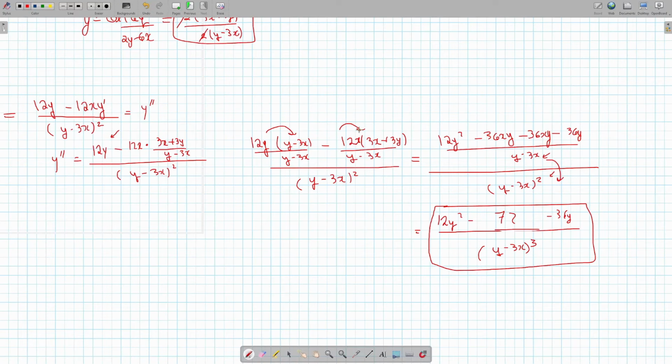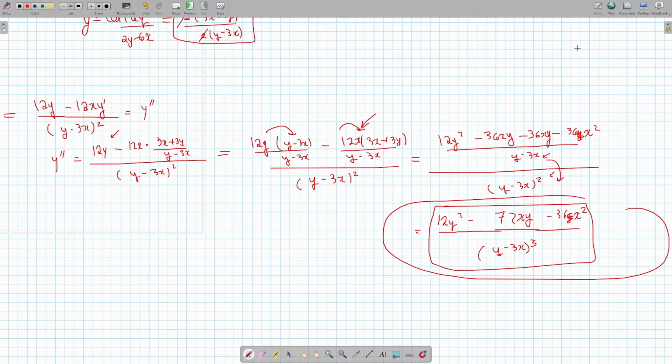By the way, if this was an x, this would become x, sorry, where is it? I did 72xy, and it should have been 36x squared. Okay, the distribution was wrong, my fault. There should have been an x here. I wrote it here but I forgot to write it here. So you get this answer.